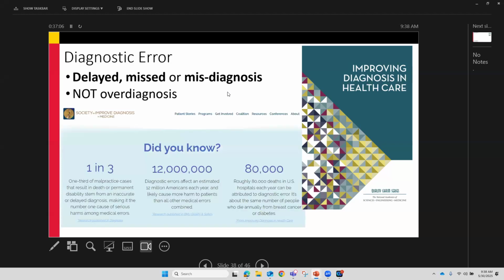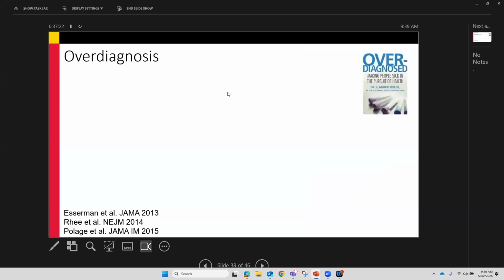They have some amazing numbers, which I think are a little bit over the top, saying things like 1 in 3 malpractice cases are due to diagnostic problems, 12 million Americans a year, and 80,000 deaths in the US. So that may be a good leverage point if you're looking for support for what we're doing.